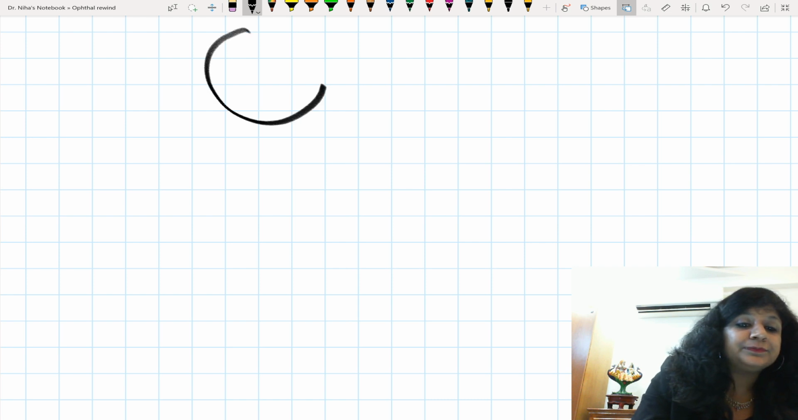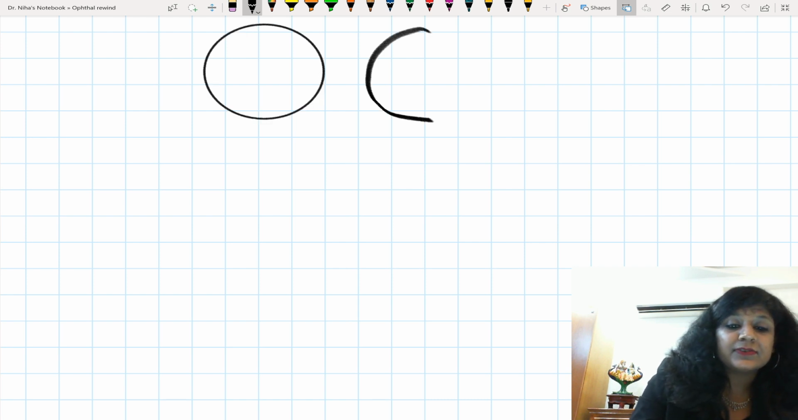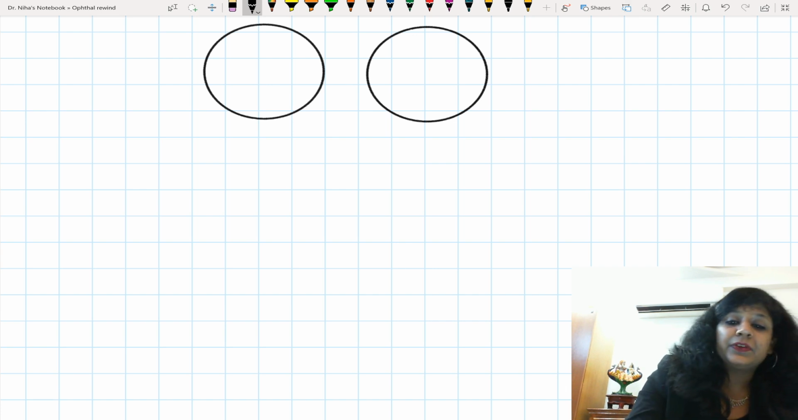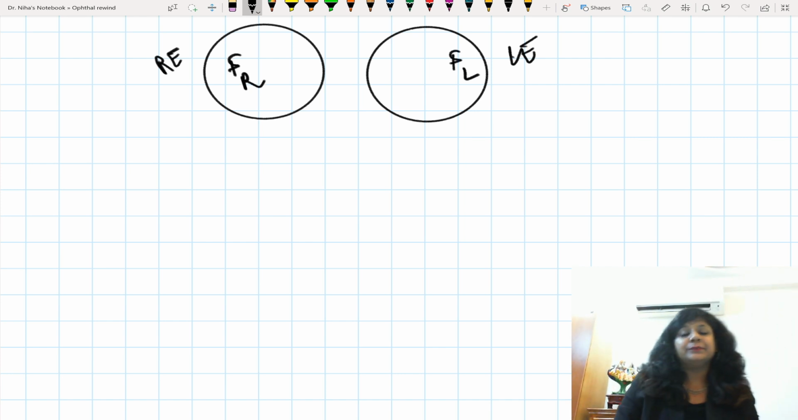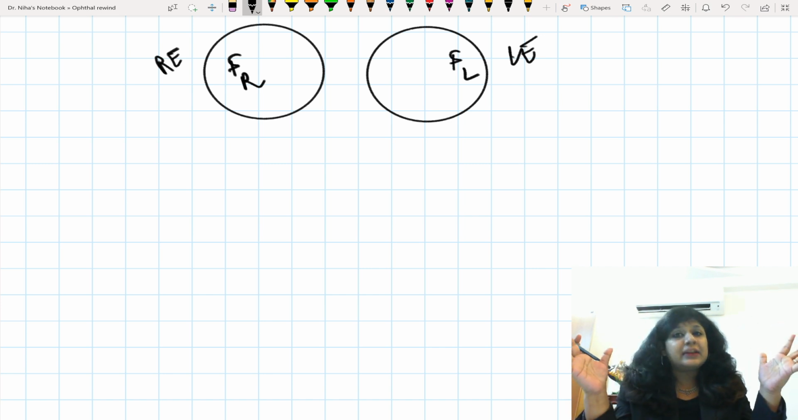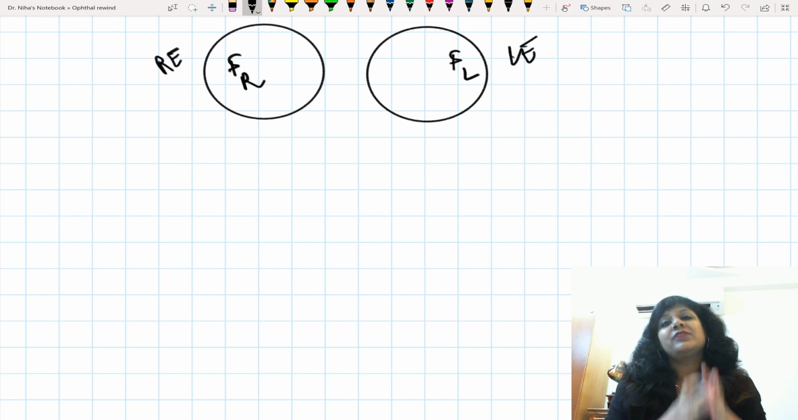Suppose these are the retinas of the two eyes. This is the retina of the right eye, and this is the retina of the left eye. This is the fovea of the right eye, and this is the fovea of the left eye. Okay. Now what happens? Every point on the retinas is in perfect correspondence with each other.